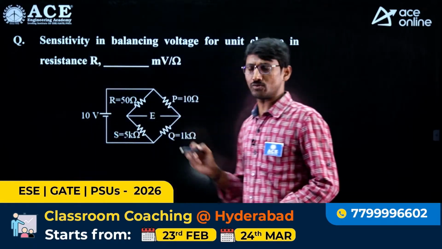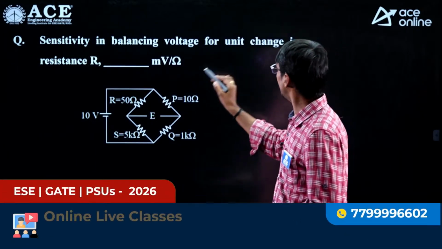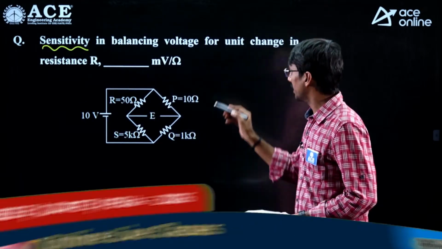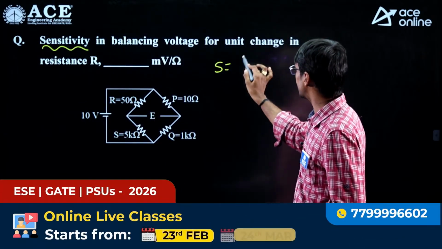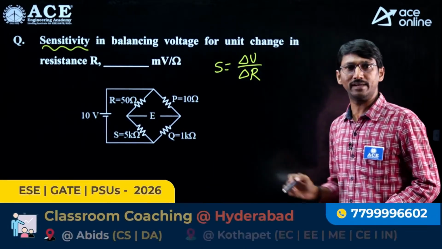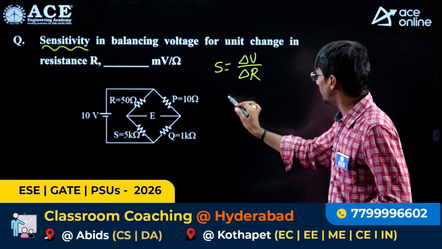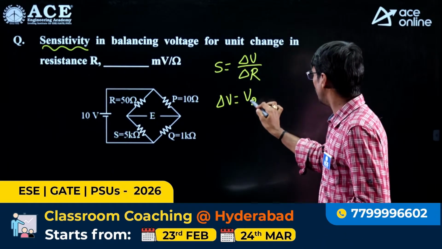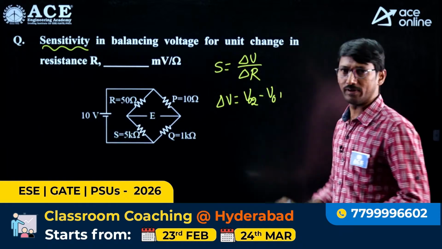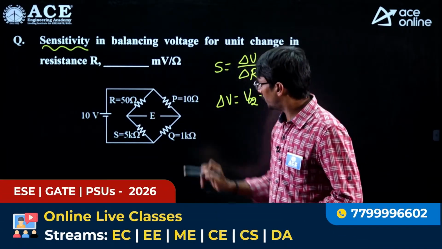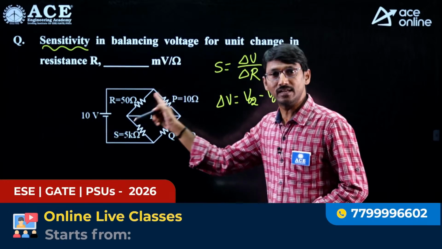It might be a 2 marks question. Here he is asking, what is the sensitivity? He is asking sensitivity of the bridge. The sensitivity formula is delta V by delta R, simply. So we need to find out delta V. Delta V is equal to V02 minus V01. But if you see the bridge, 1K into 50 and 10 into 5K, initially the bridge is balanced.